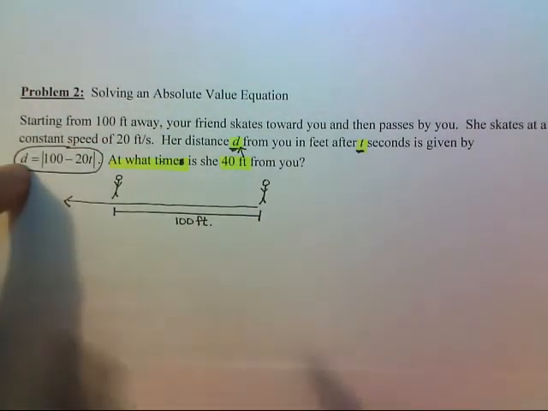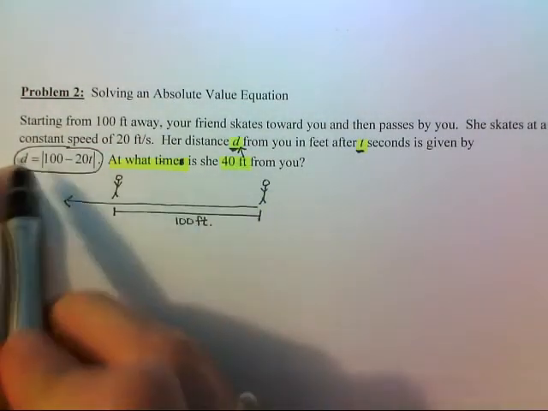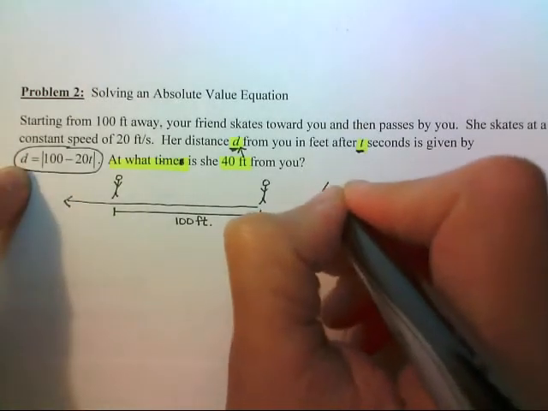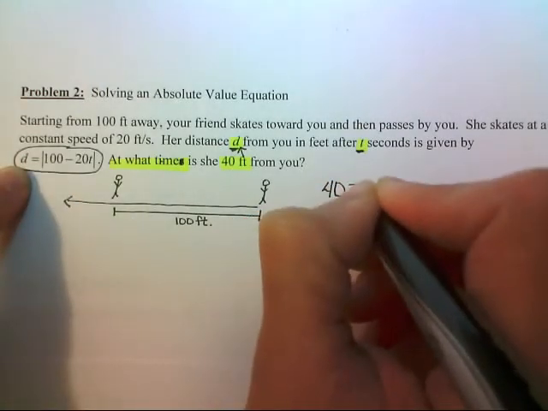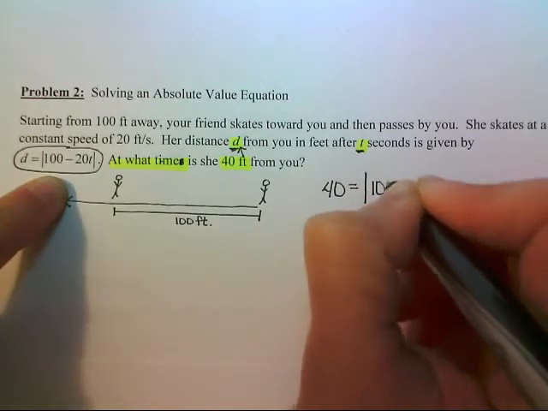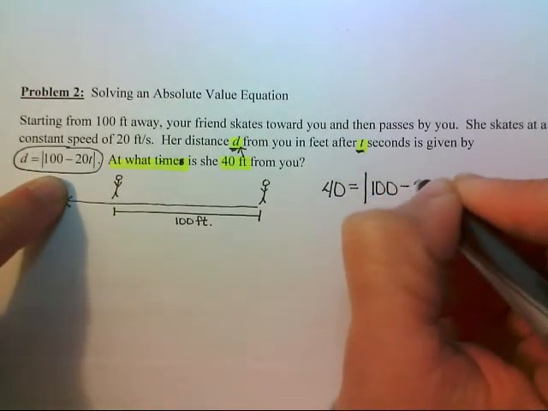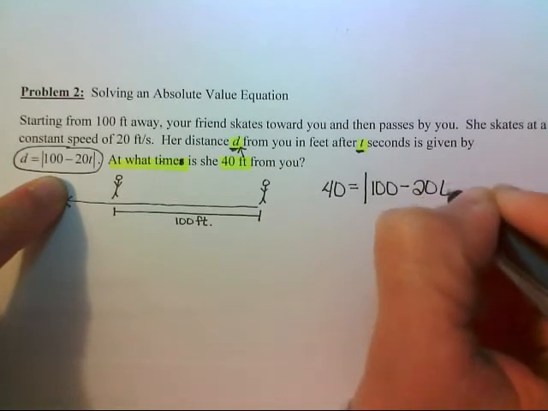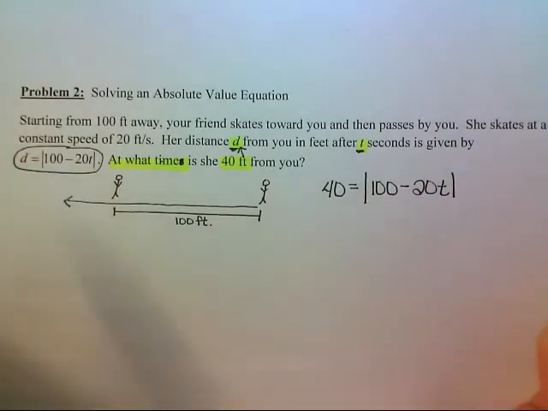Since we know the distance, 40 feet, we're going to plug 40 in place of D. And I'm going to rewrite my equation here. And I have to leave that as minus 20t because I don't know the time. So that's what I got to solve for.